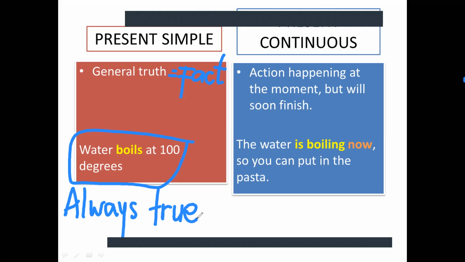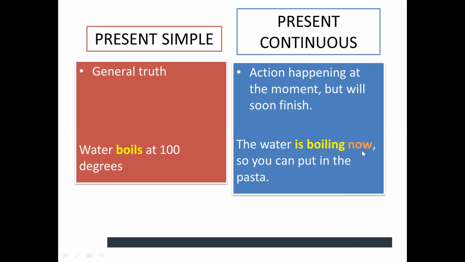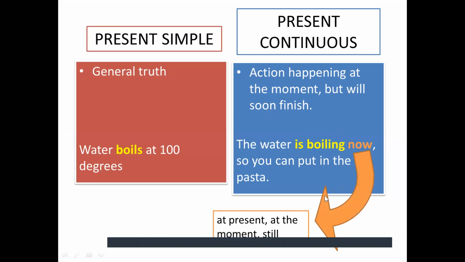And well, the present continuous is used to tell an action happening at the moment, but will soon finish. For example, the water is boiling now. Here, now is the adverbial of time, indicating that the action is happening at the moment. Other adverbials of time that are usually used in this usage are at present, at the moment, and still.